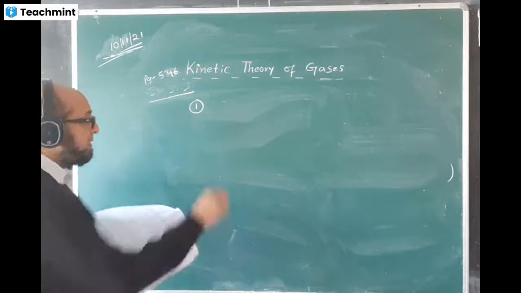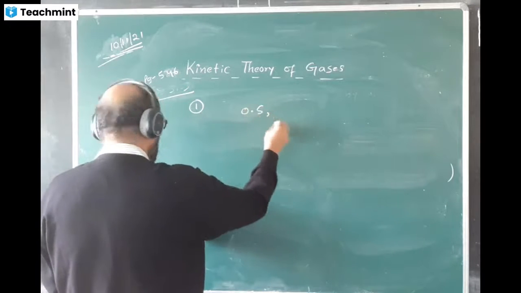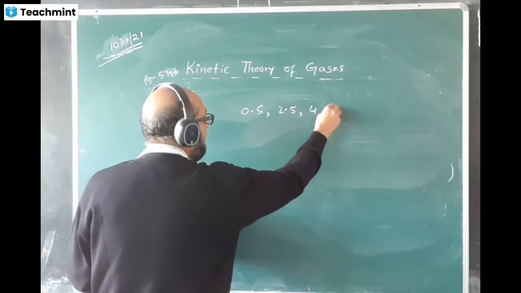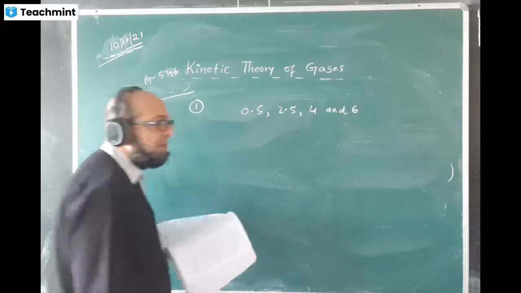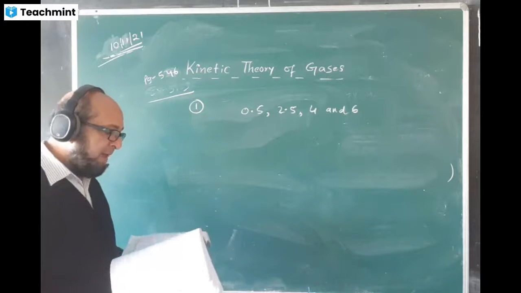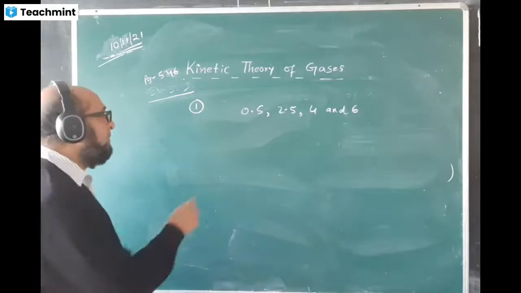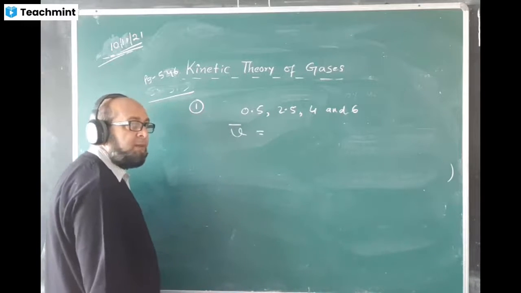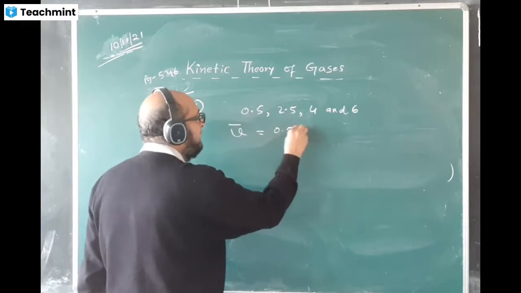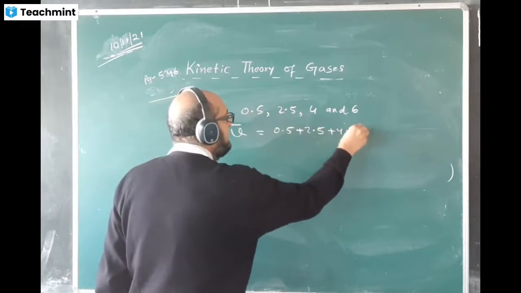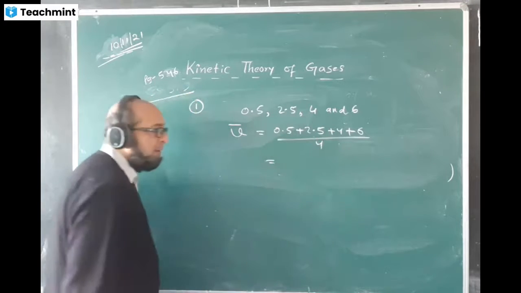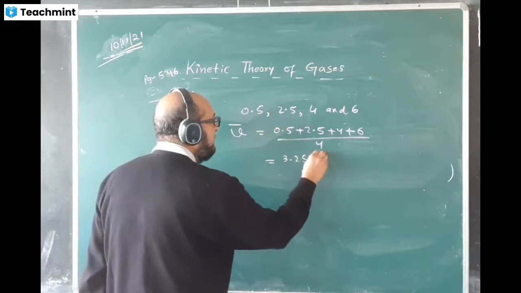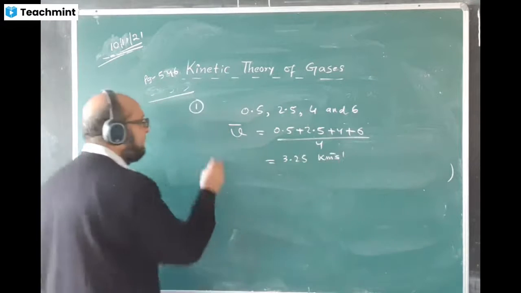4 molecules have velocities 0.5, 2.5, 4 and 6 kilometers per second. Find their average speed. How to find average speed? Average speed is said, not RMS speed. Simply add and divide: 0.5 plus 2.5 plus 4 plus 6. There are 4, so divide by 4. The answer comes 3.25. The unit will be the same, kilometer per second. Finish. The first answer comes.